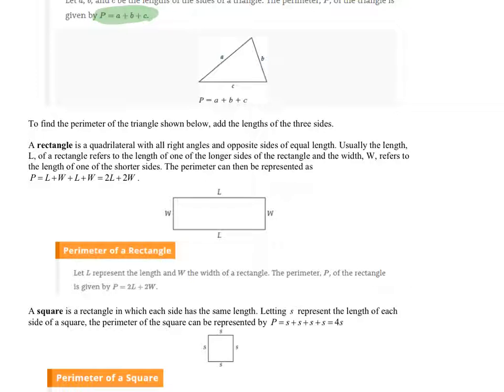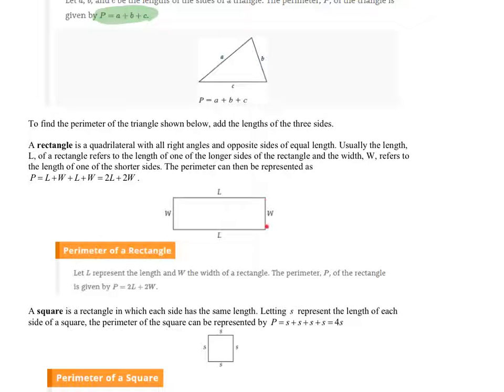Well, what we care about is if I know this bottom is L, then the top also has to be L. If I know the left side is W, then the right side has to be W. We often call that length and width, right? That's why they used L and W. So if I wanted to find the perimeter, the length of the outside, I would add up those 4 figures, or those 4 sides, right?